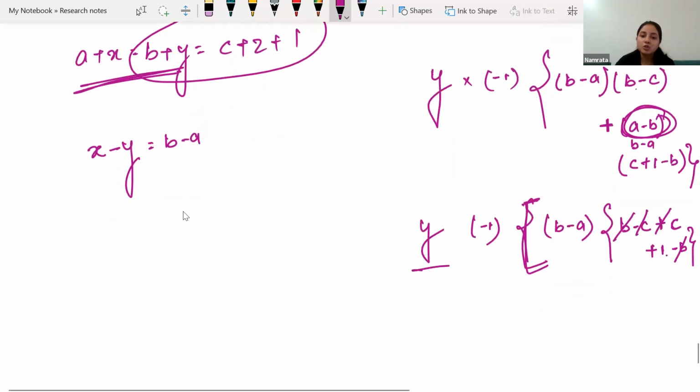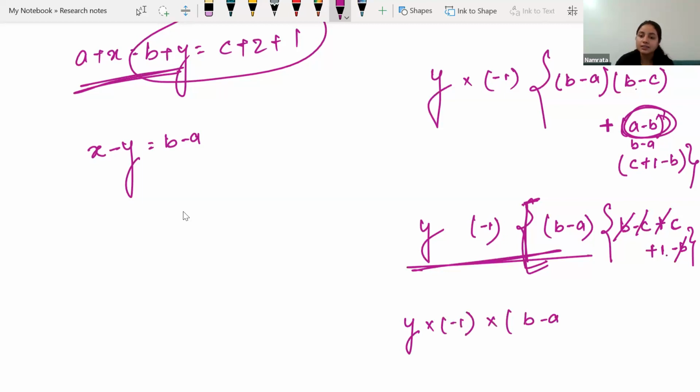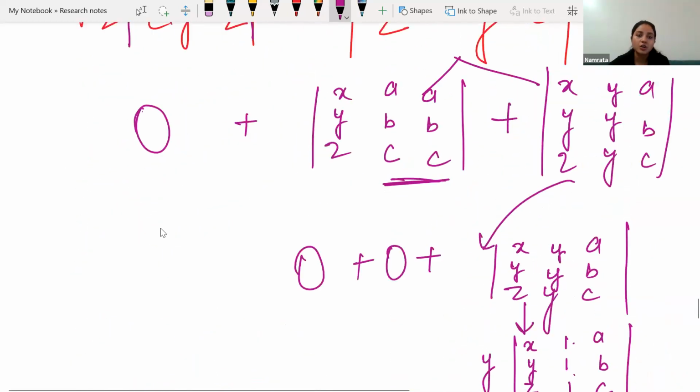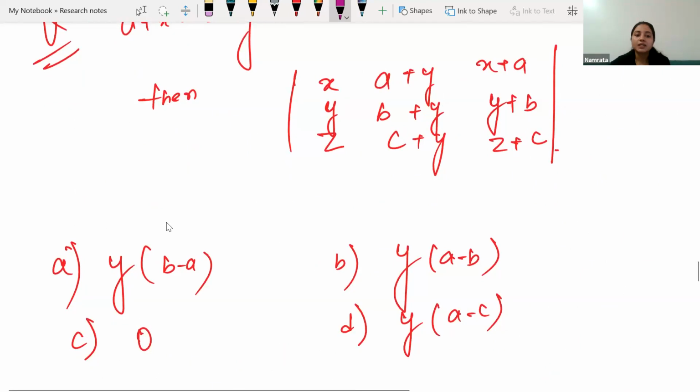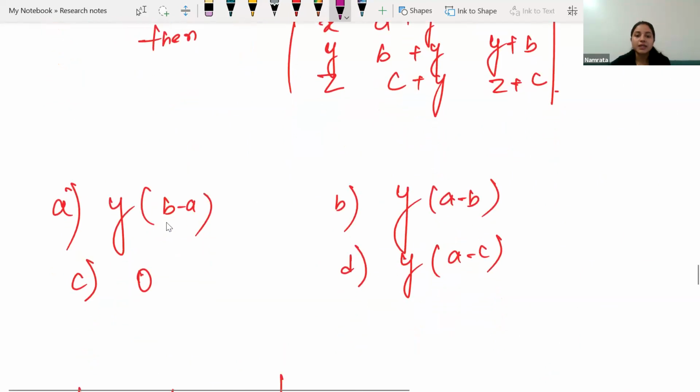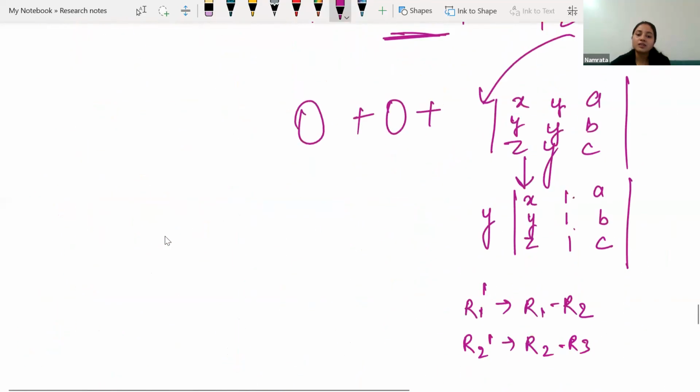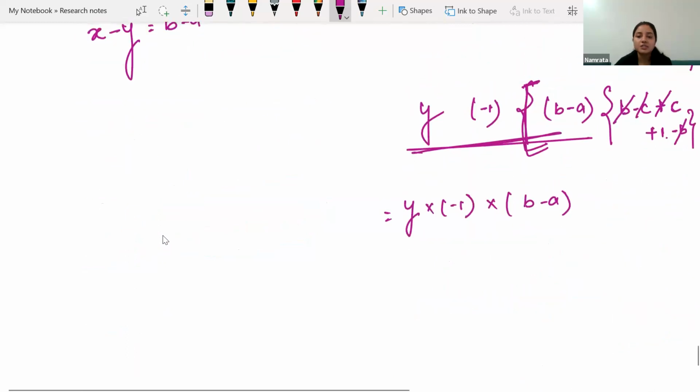When we solve this, we got y multiplied with negative 1 multiplied with b minus a. And inside the bracket, nothing is there, only plus 1 we got. That means plus 1 multiplied with b minus a is b minus a only. This is what we got. Let's see whether this option is there or not. So y b minus a, y a minus b. Negative sign is not there. That means we need to absorb this negative sign with the bracket. So we will be having a minus b y.